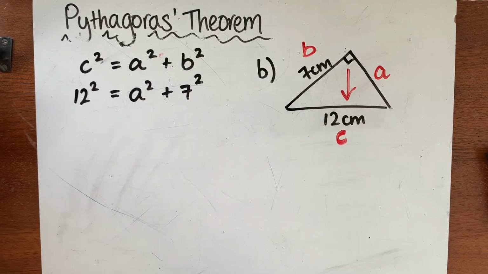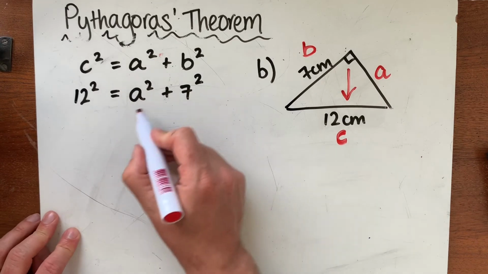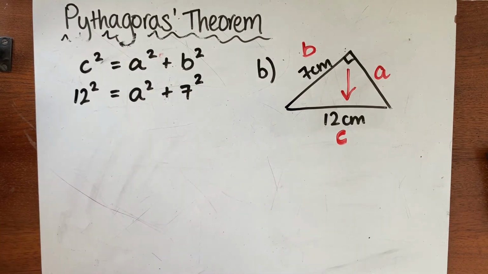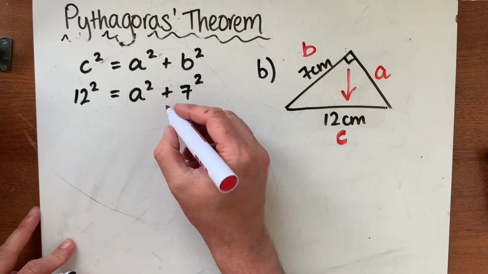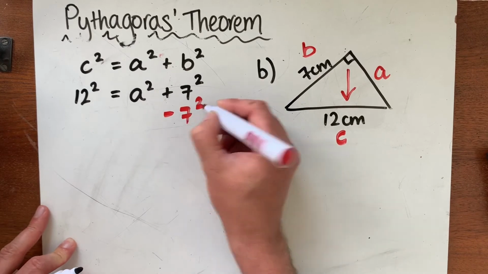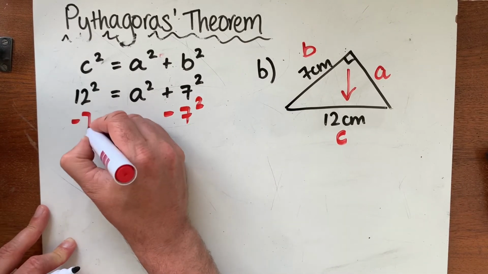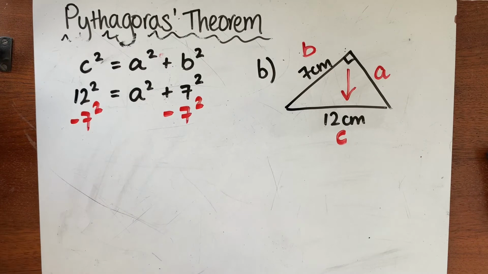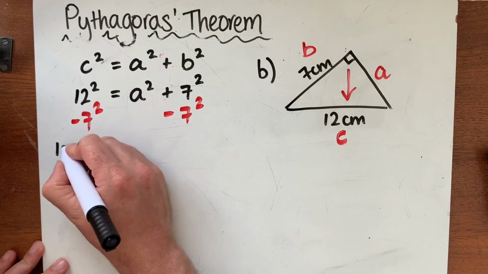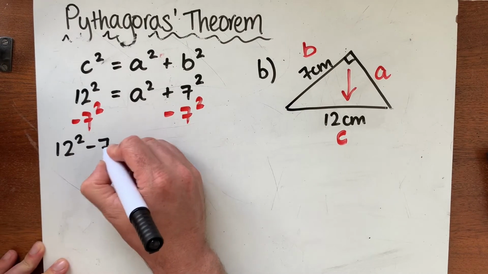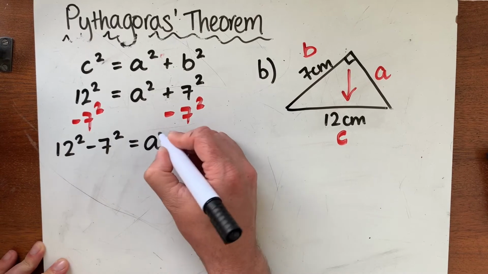Okay, new step here, remember. We are wanting A squared to be on its own, the variable isolated on one side, so we're going to remove the 7 squared from this side. However, if we remove it from that side, we also have to remove it from this side, just our rules of equations. This gives me this statement over here, 12 squared minus 7 squared equal to A squared.